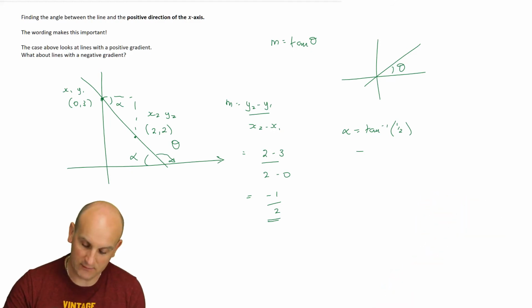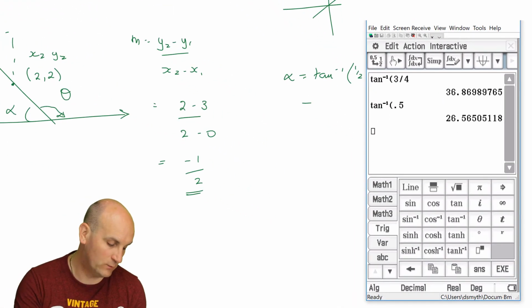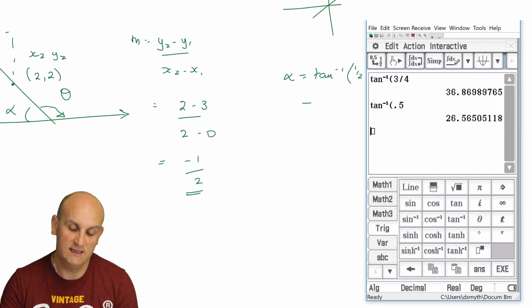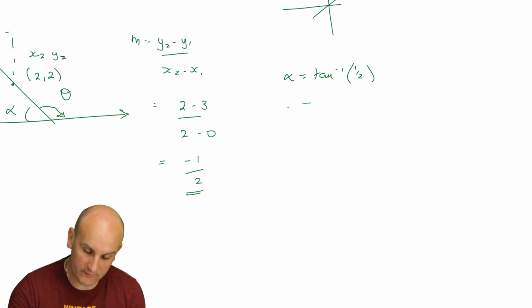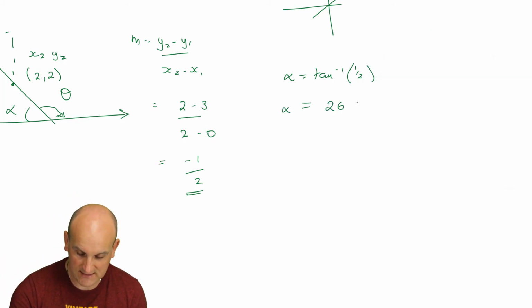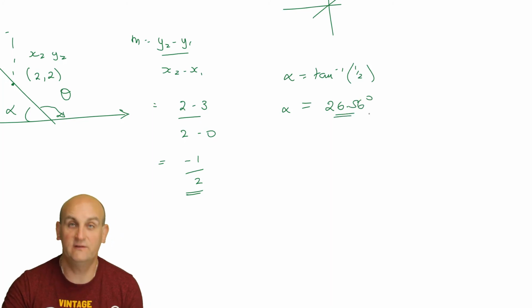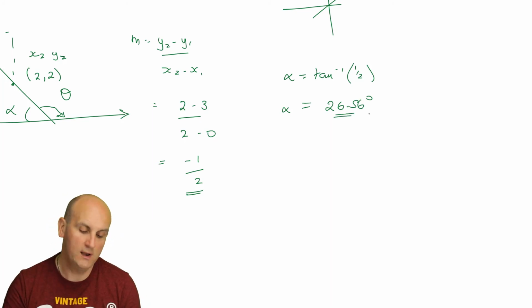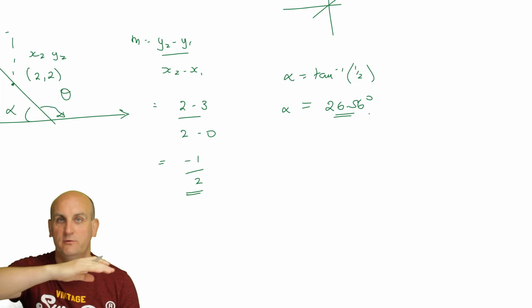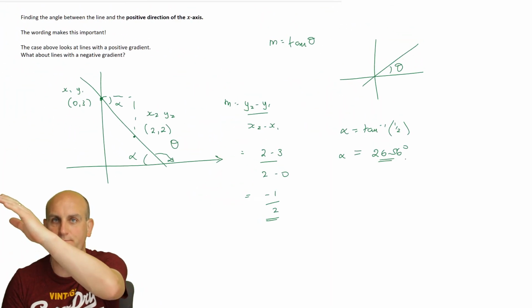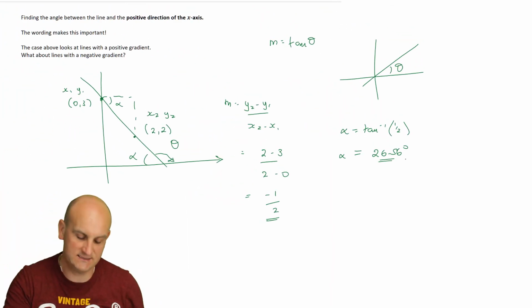So when I put that into my calculator, because I've already done this, the angle alpha is 26.56. So we now know that alpha is equal to 26.56 degrees. Is that my final answer? No, because it's not alpha we're trying to find. Remember, it's between the line and the positive direction of the x-axis, which is this angle here. And so how do I find that?